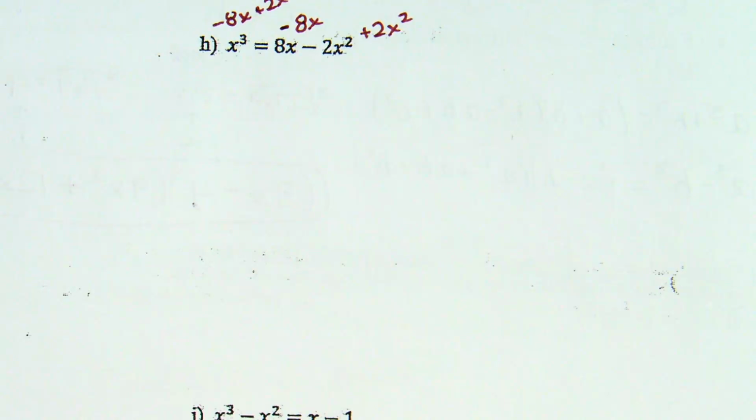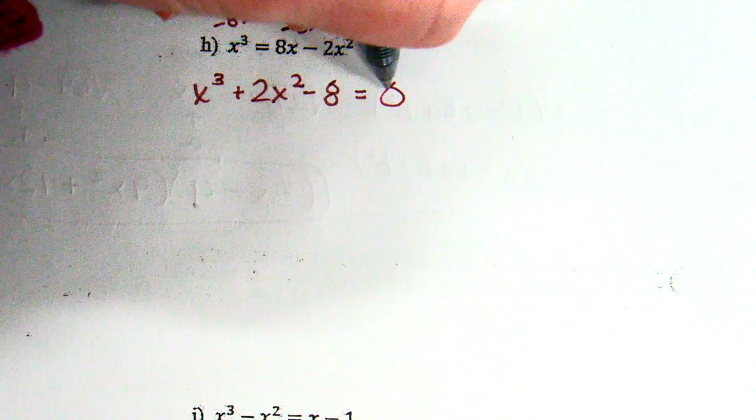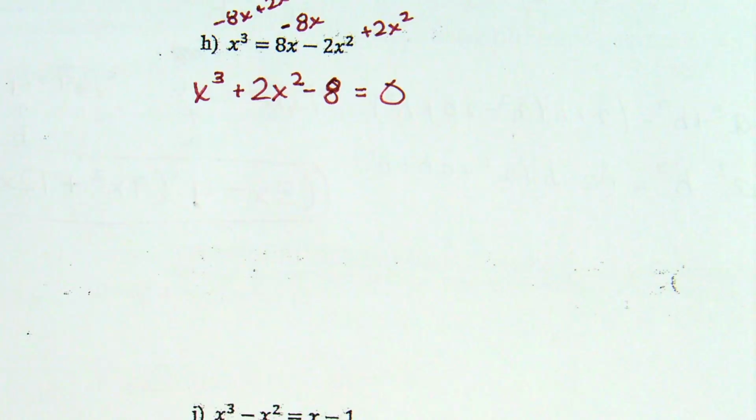Now, let's put these in order. What kind of order do you think I'm going to put these in? Standard form, highest to lowest. So x to the third plus 2x squared minus 8 equals 0.